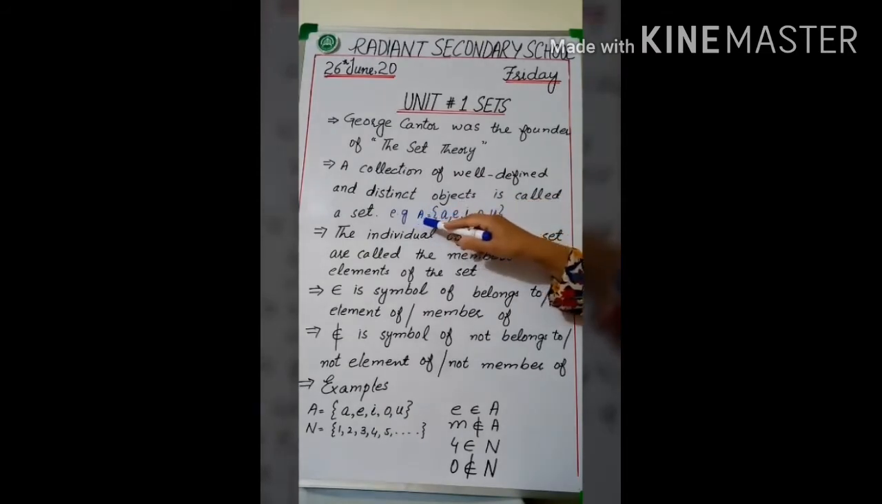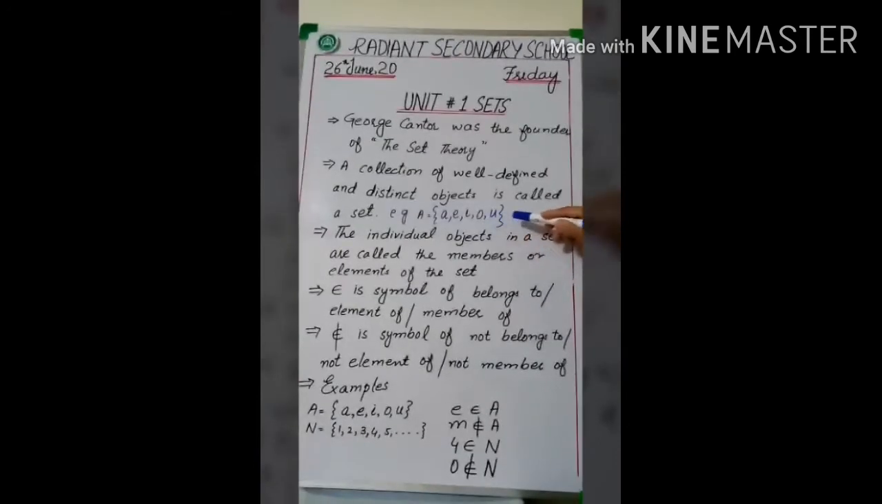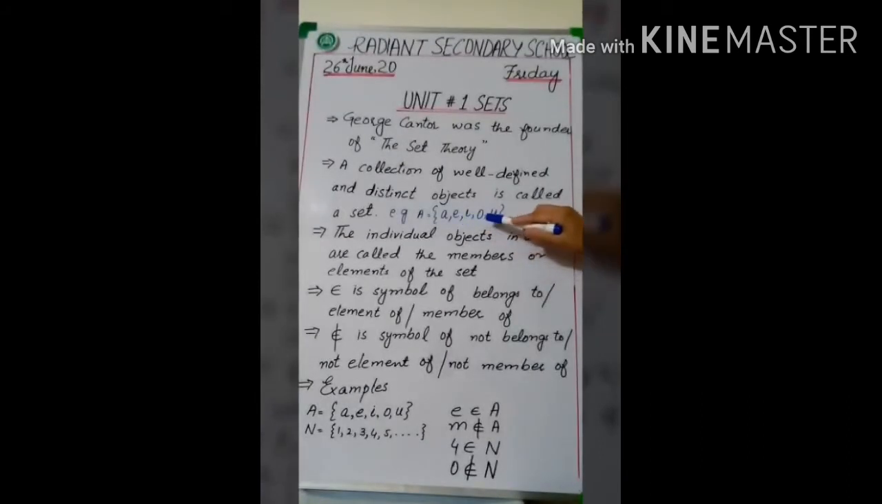For example, in this set you see that A is the set of vowels, and all of us have the same opinion that these are the 5 vowels that we will include in the set of vowels. There is no other opinion. So that's why these elements are well defined. Secondly, you see that there is no repetition of any element. So that's why these objects are also distinct.